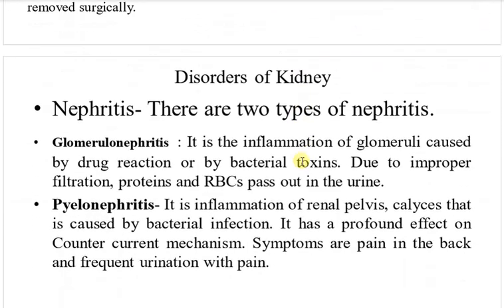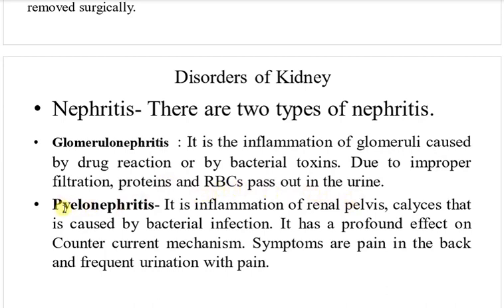Okay. Nephritis: there are two types of nephritis. Glomerulonephritis is the inflammation of the different renal parts, in this case inflammation of glomeruli caused by drug reaction or by bacterial toxin. Due to improper filtration, proteins and RBCs pass out in the urine. So what happened? The filtration mechanism is hampered, so plasma proteins and RBCs from the blood also pass out, a very painful situation.